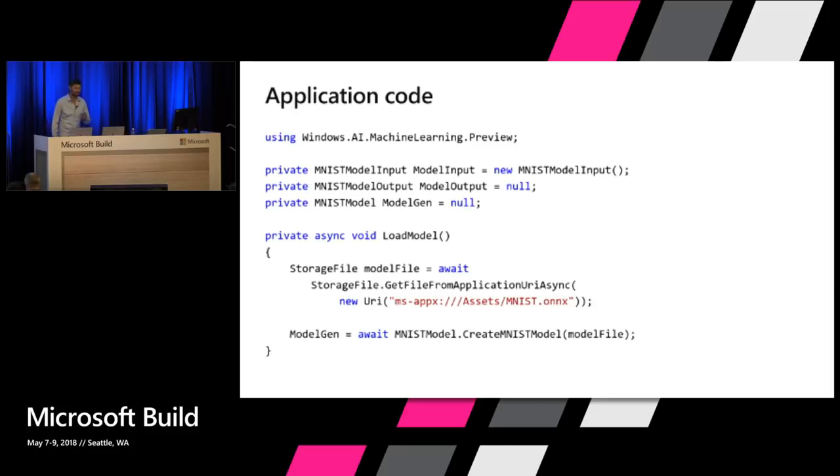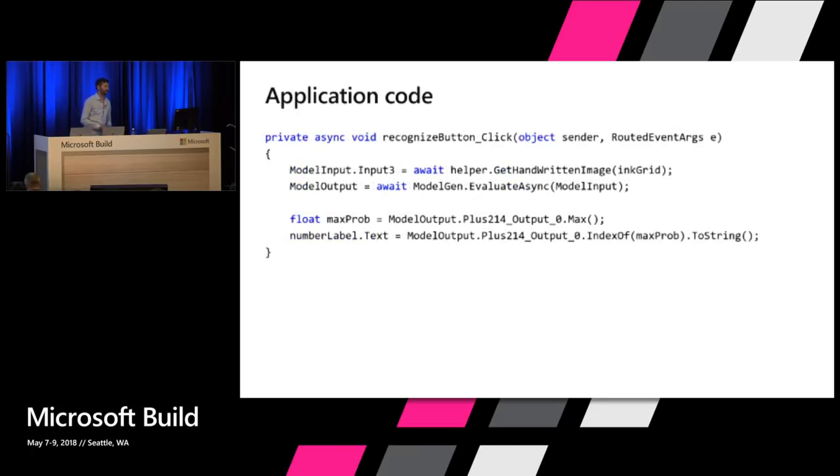Let's look at the code that you actually had to write, and it's not a lot. So, I'm not going to speak too much to the initializations. We're using windows.ai.machinelearning.preview. Windows ML is in developer preview in the April 2018 release. I then have some code that takes a storage file and actually loads the ONNX file, which I then hooked up in the generated code.